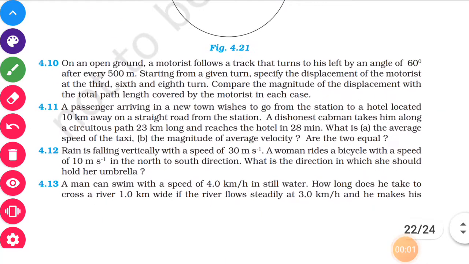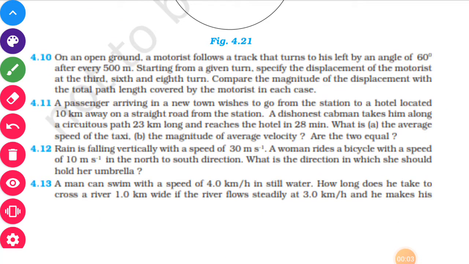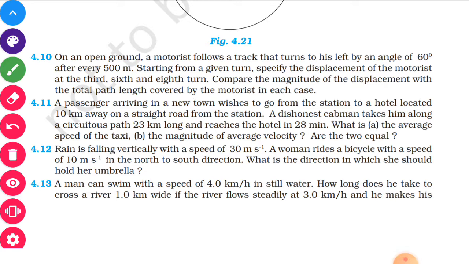Example number 4.12. Now see, rain is falling vertically with the speed of 30 meter per second. A woman rides a bicycle with the speed of 10 meter per second in the north to south direction. Okay, what is the direction in which she should hold her umbrella?